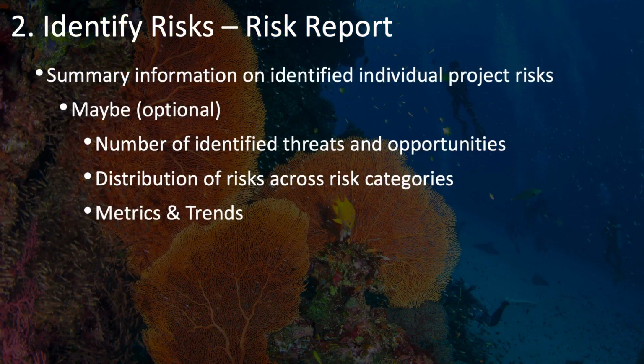An optional part of your risk report is a summary of information on identified individual project risks that will identify, for example, the number of identified threats and opportunities, and have them organized into categories showing that distribution and perhaps some metrics or trends regarding those risks. But this is not a necessary part of your risk report, though it may be for your organization and industry. So if it is, you might have some preliminary information here, but not a lot yet.